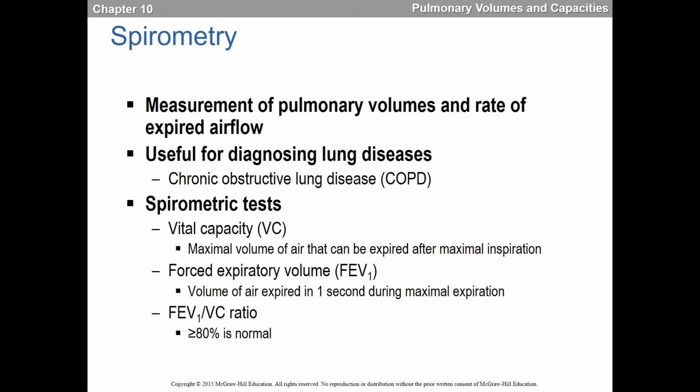Now, there's this whole idea of spirometry, which is just a measurement of pulmonary volumes and rate of expired flow. So you can diagnose certain things like asthma and COPD with these. The main one being used is something called forced expiratory volume 1. What that stands for is the amount of air that can come out with a forced exhale in 1 second. So this gives us more or less criteria for determining if someone has COPD or whatever.